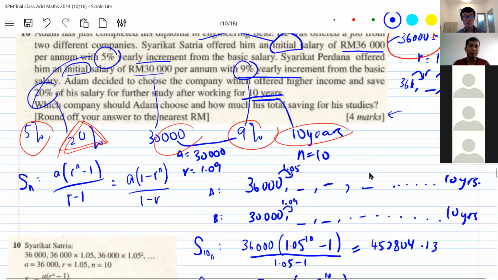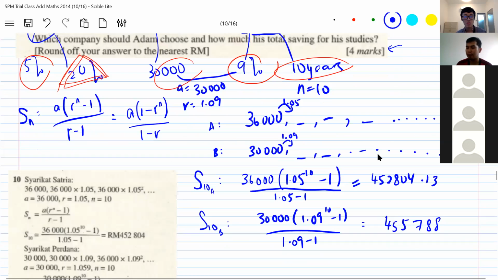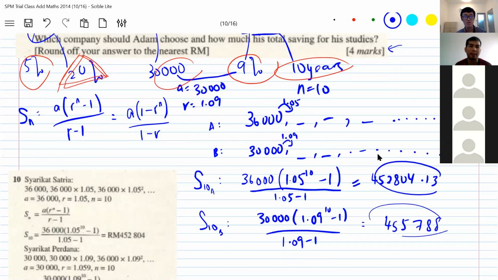Okay. So what do you do with 20%? So you read the question again. Which offered higher income and saved 20% of his salary after working for 10 years. So after working for 10 years, this is how much he would have earned, right? But he only saves 20%. So what is his total savings?